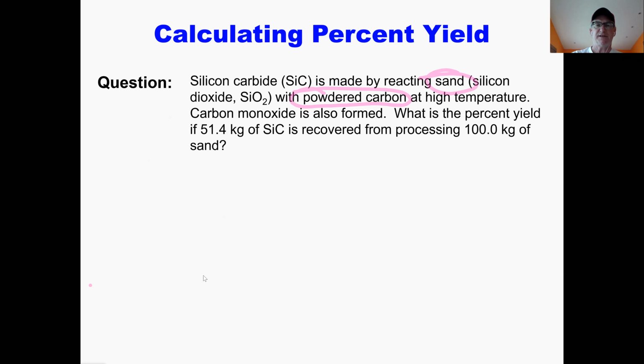So the question is, if I have 100 kilograms of sand and I recover that much silicon carbide, how good of a process is that? What's my percent yield? So what's the very first thing that you do to answer this question? How do I go about answering this question? There's a lot going on here, so I need to break it down. What's the first step in answering it?